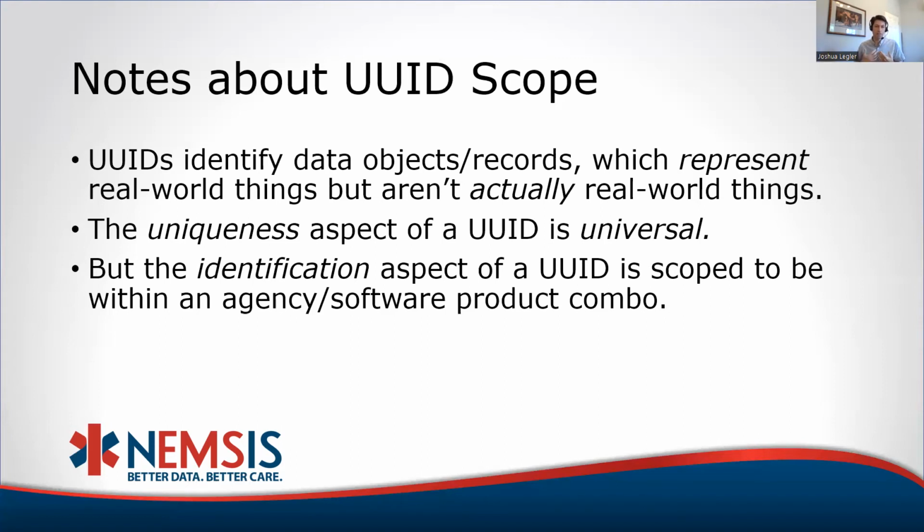And let's say Josh Legler works for both of those agencies. Well, each agency using its software product is going to create a personnel record for my association with that agency. And each agency's software product is going to create its own UUID to represent that data record. Okay, so I'm the same person working for two different agencies using two different software products.